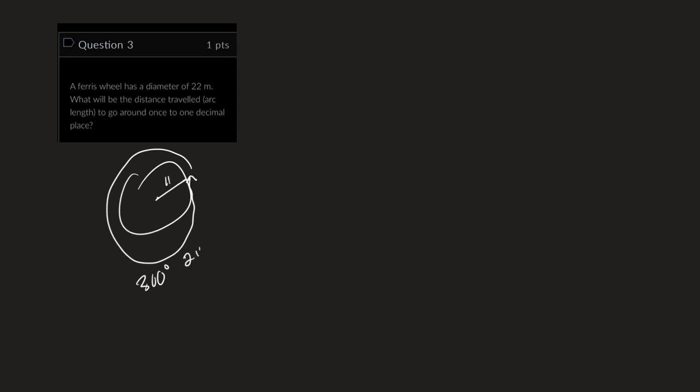Okay, next question. Ferris wheel has a diameter 22, so radius 11. What will be the distance traveled if it goes around once? So it has to go around all the way once, so 360 degrees, or it goes 2 pi.